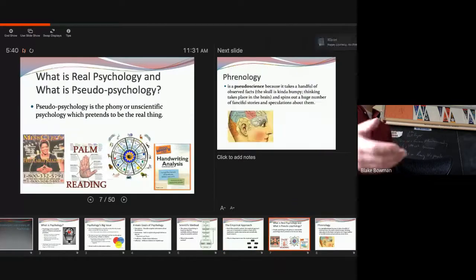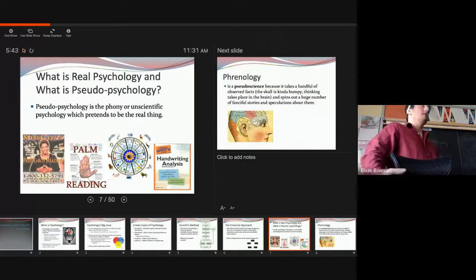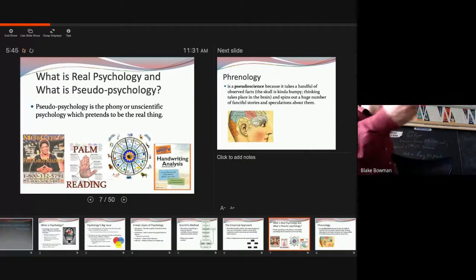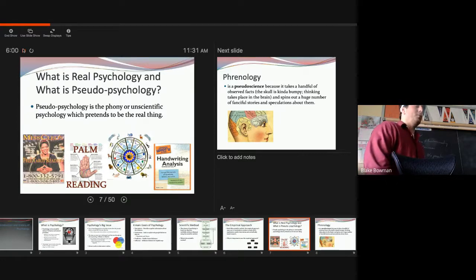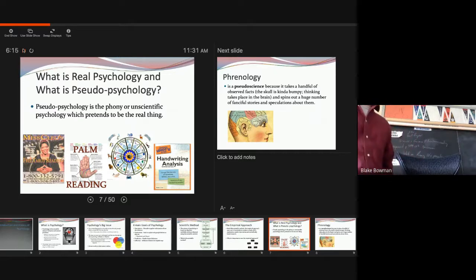All right, so pseudo-psychology. What we were just talking about was phrenology a little bit. Pseudo-psychology is just phony, unscientific psychology. This is kind of what many people think of psychology, especially my grandparents. When I told my grandma, who would be 92 now, that I was taking psychology in college, she was like, what? What are you doing? Palm reading, zodiac signs? No, that's not it at all. She obviously didn't understand how it had advanced over time.